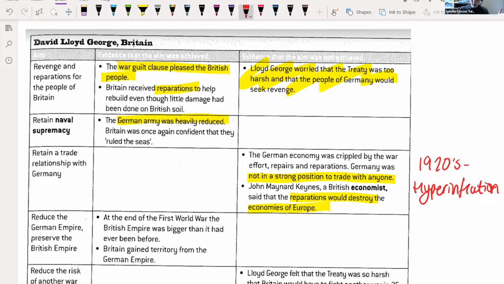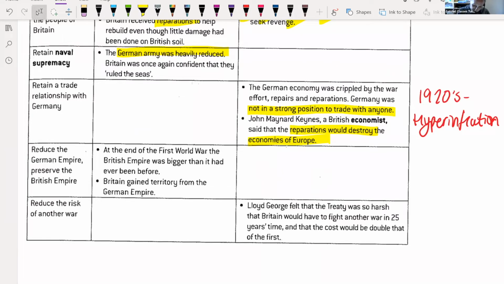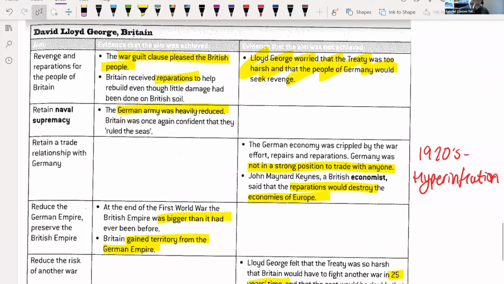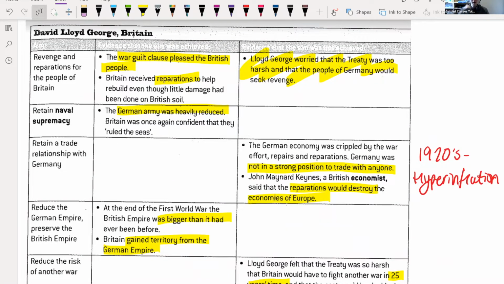So the Treaty of Versailles and Germany having to pay all this money out actually does a lot of damage and doesn't benefit the other countries that are trading with Germany. At the end of the First World War, the British Empire is bigger than it was before, and they gained territory from the German Empire. But again, he said 25 years time, it was actually only 20 years time, and the cost would be double that of the first. Okay, so you can see they're coming from different stances, the big three, and they've got different aims. Each of them get some of them and don't get others, because remember the key word here, it's all about compromise.